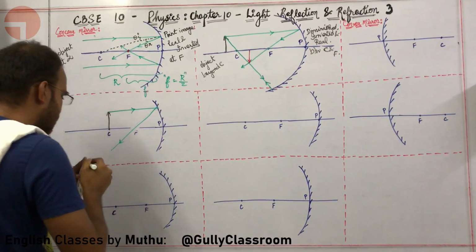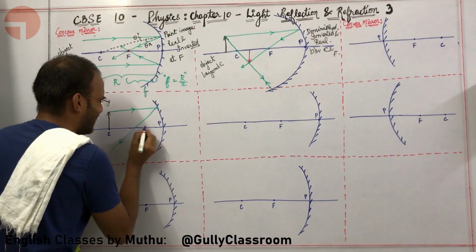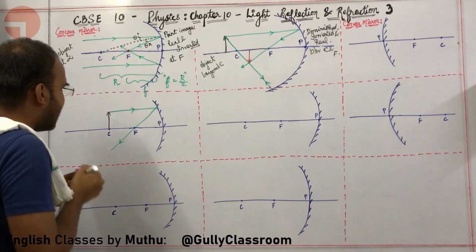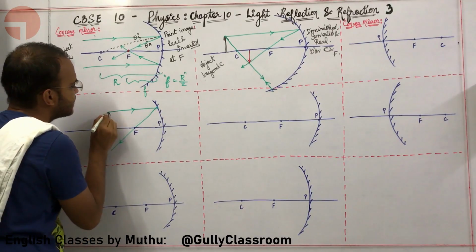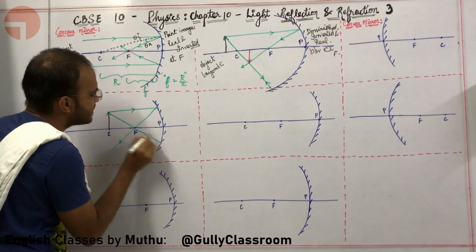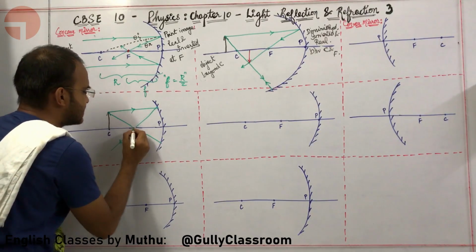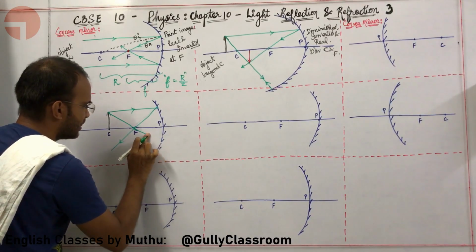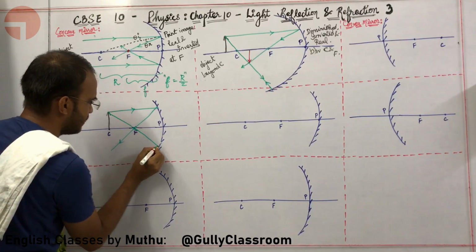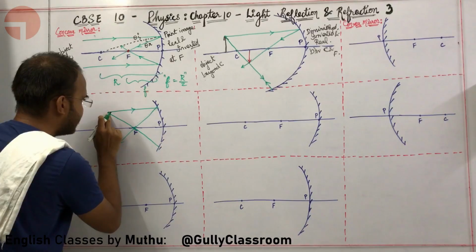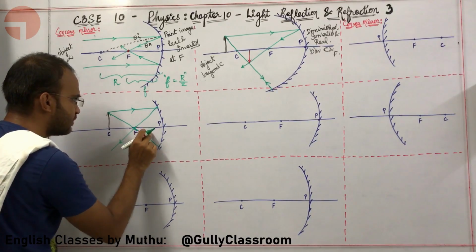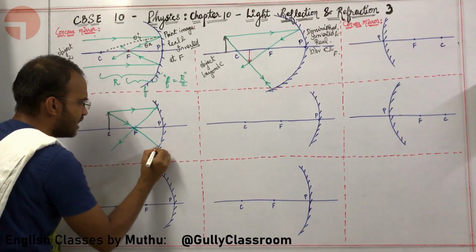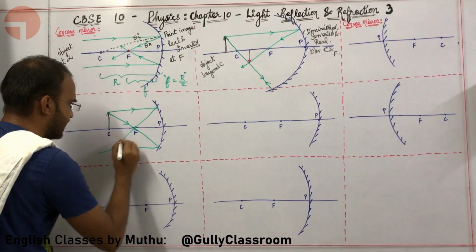Okay, sir. Now, obviously, redraw whatever you have. Simply rubbed off. Okay, now what about the second ray? I will draw the second ray in such a way that it is passing through F. Now, the light rays which are parallel to the principal axis will pass through the focus. The light rays which are passing through the focus will become parallel to the principal axis.